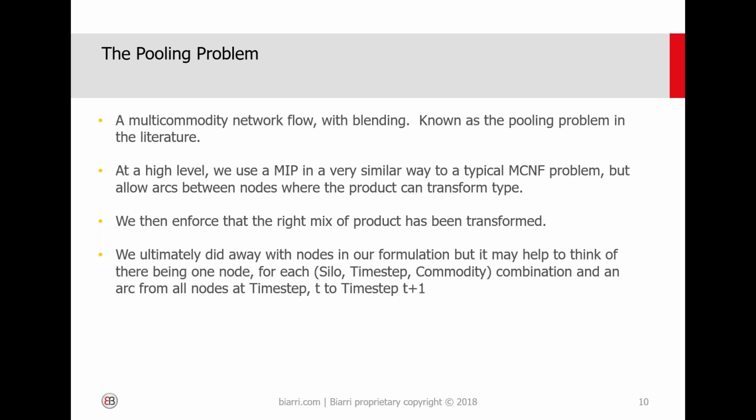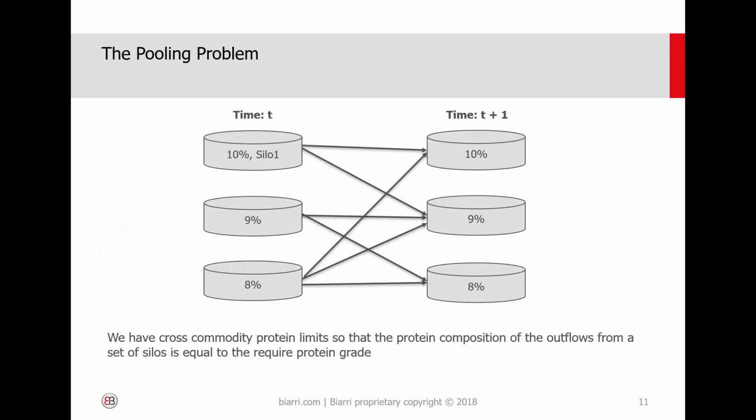So that's a type of conservation that occurs between the different characteristics in the silos that will be transported. Ultimately, we did away with the nodes in our formulation, and it may help to think of there being one node for each silo, time step, and commodity combination, and an arc from nodes at time step t to time step t plus 1. Even though we abstracted away this idea of a node, to help conceptualize it, it helps to imagine in your mind something that looks a little bit like this.